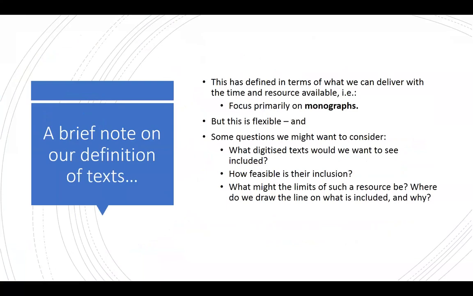How feasible is it to include various types of text? Because again, every type of text you include creates a different challenge in terms of data matching, in terms of the types of metadata that are available, and in terms of the rights that people have to access and use that material. And secondly, what might the limits of a resource be? Effectively, what would fall outside the boundaries that we're talking about here?